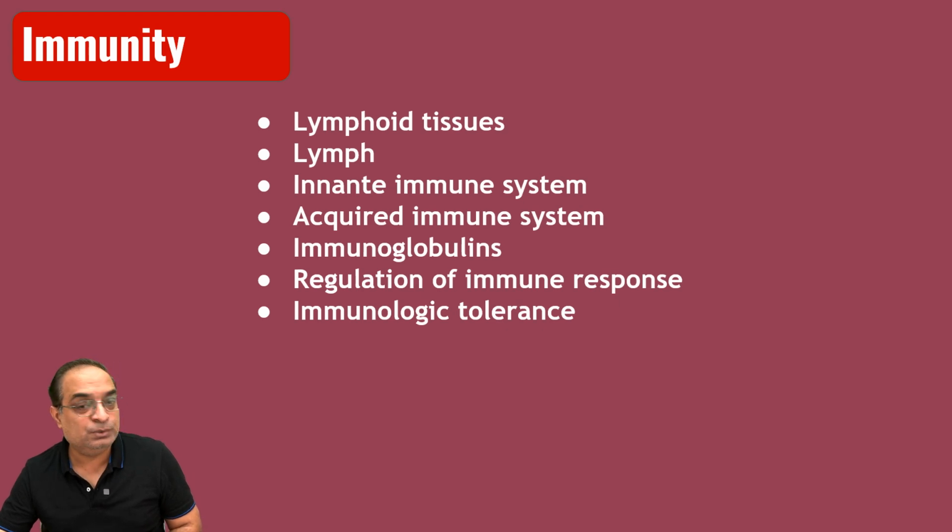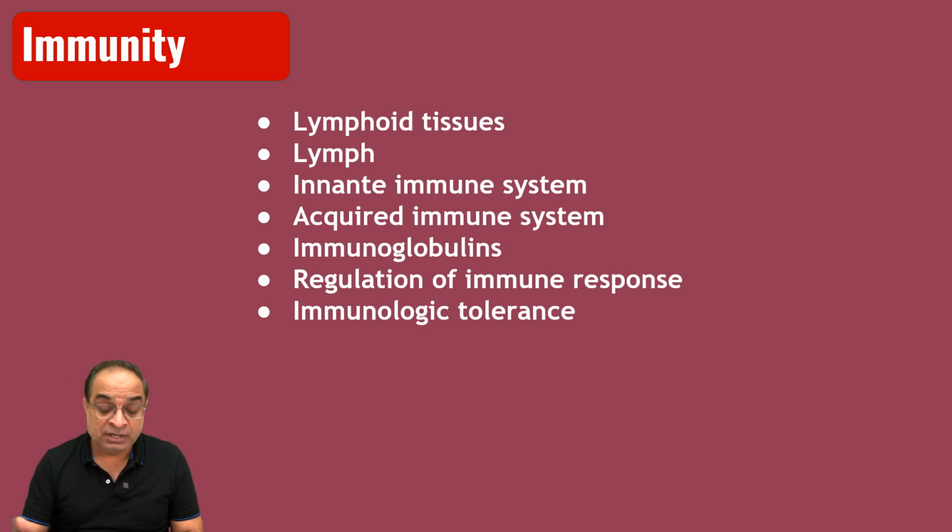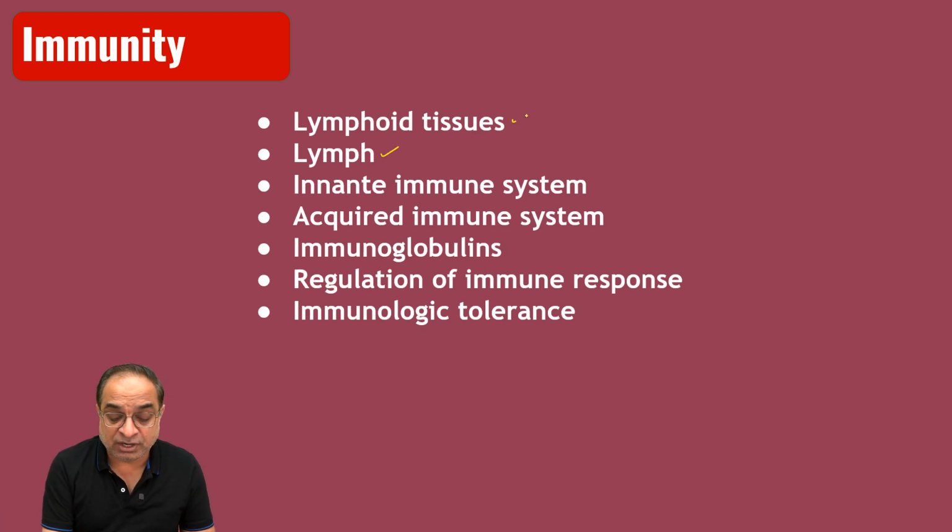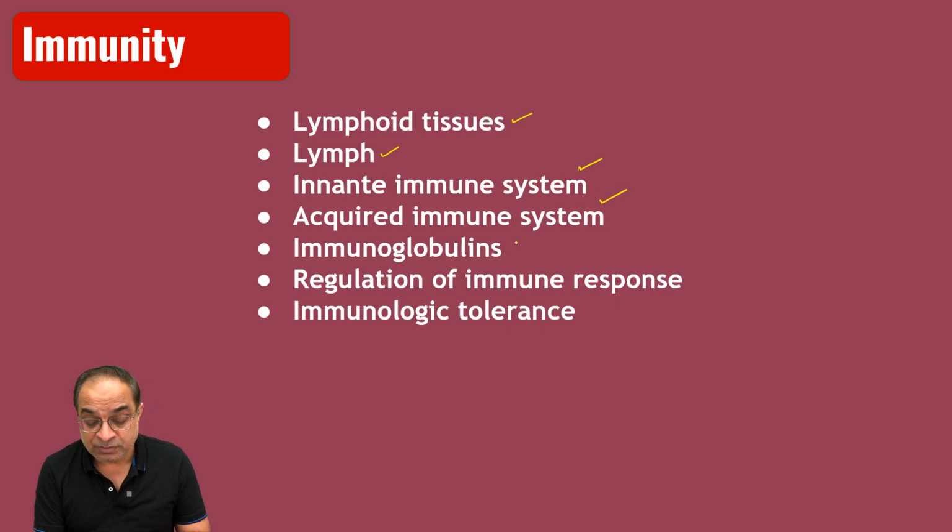Then comes immunity. What are the different lymphoid tissues in the body? The primary lymphoid organs, secondary lymphoid organs. We'll be discussing the thymus. Then we'll be discussing the lymph nodes and even the spleen. Then what is lymph? The different types of immune system which our body has. We have the innate immune system, the acquired immune system. What are immunoglobulins or antibodies? The types of antibodies: IgG, IgA, IgD, IgE, and IgM.